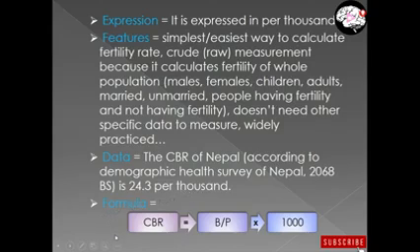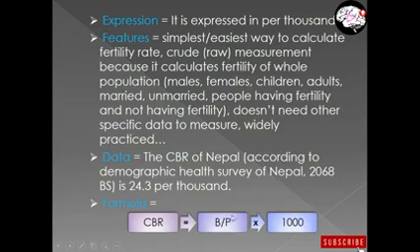So you can see the formula. CBR is equal to B divided by P into 1000. Here B means total live births, divided by mid-year population and multiplied by 1000. So in this way we can calculate CBR or crude birth rate. Now here you have to understand what is this P, mid-year population.